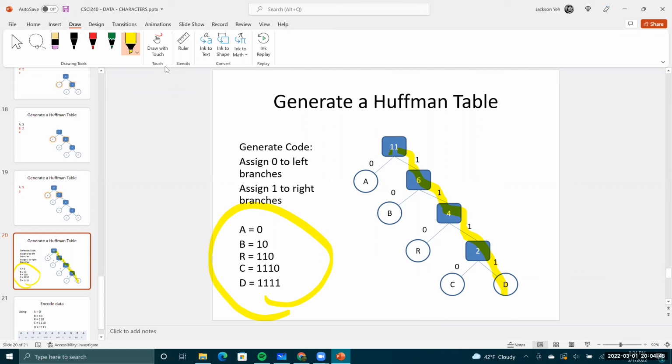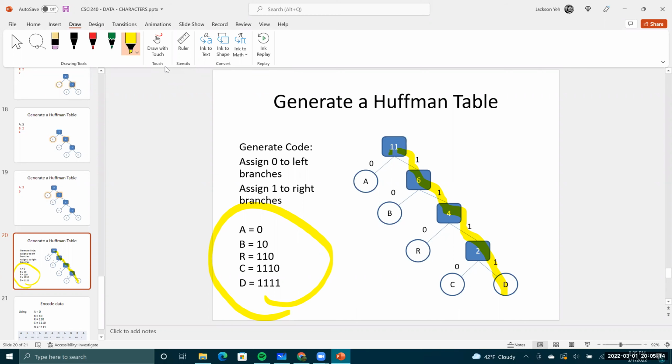But if you were an astute observer, you might say, but wait a second, Professor Jackson, look at C and D. C and D are 4 bits. They're larger than 3. Using my fixed width earlier, everything was 3 bits. But here, C and D are 4 bits, right? On average, it's 4. I mean, it's 3, so it should even out, right? And the answer is no. Because remember, C and D only happen once. A, B, and R happen more often.